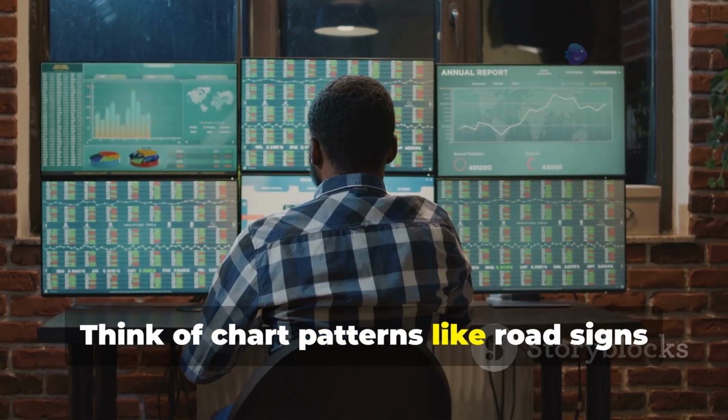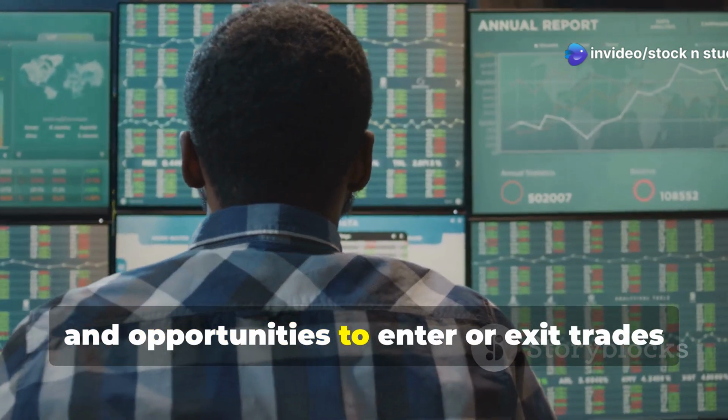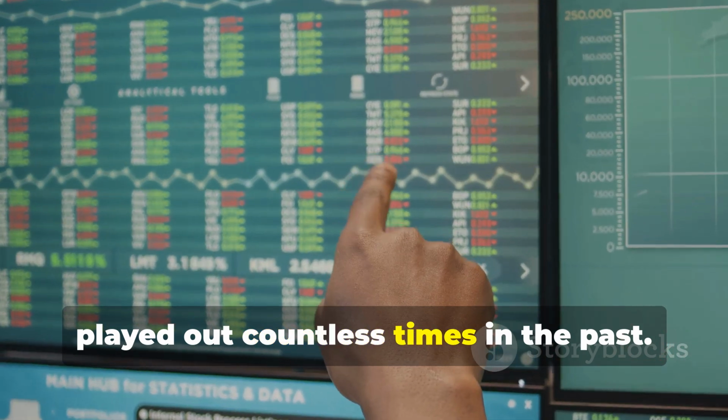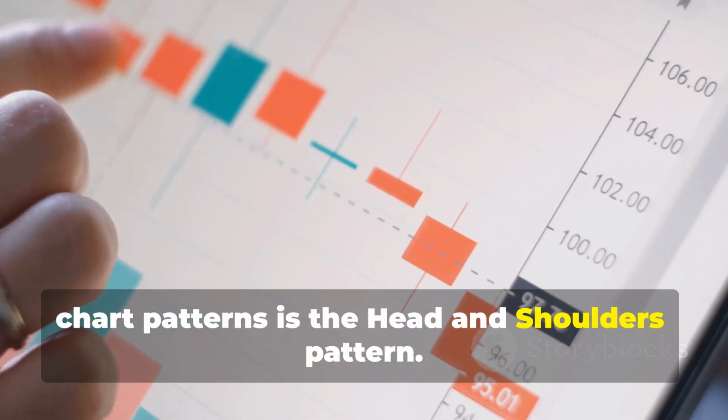Think of chart patterns like road signs for traders. They provide warnings, confirmations, and opportunities to enter or exit trades based on recurring patterns that have played out countless times in the past. One of the most well-known and reliable chart patterns is the head and shoulders pattern.